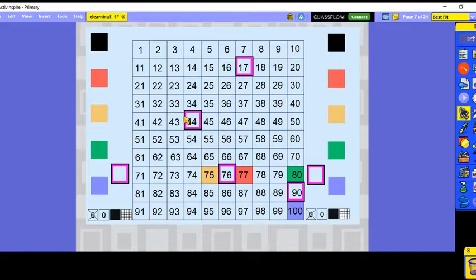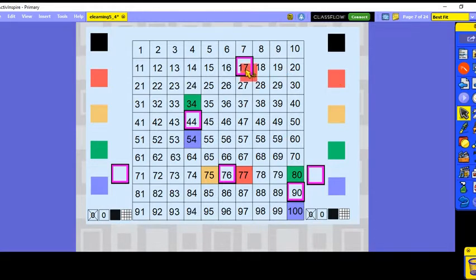We're going to do 10 more than 44 and 10 less than 44. Okay, so let's look. Here's 44. 10 more than 44, we go down one column on the hundreds chart. 44, 54. 10 more than 44 is 54. All right, look at 44. 10 less than 44, we go towards the 1, so we go up one column. 10 less than 44 is 34.